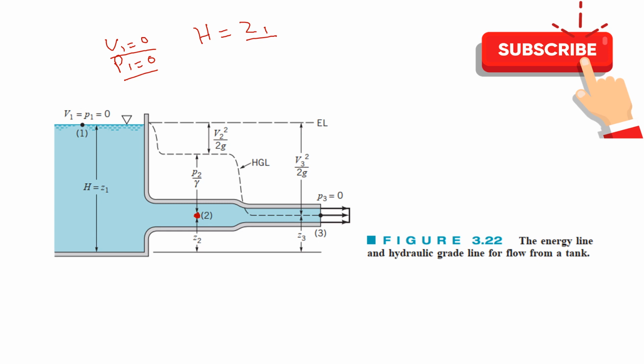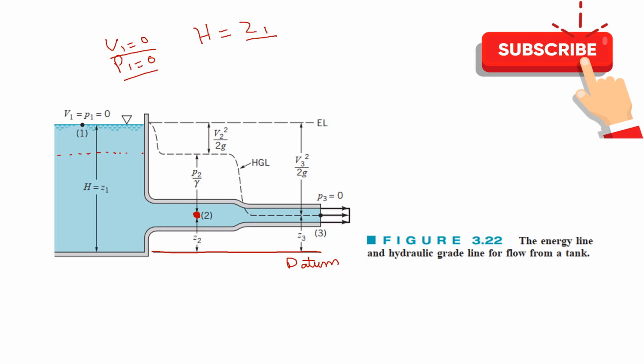This is our datum, I forgot to mention it earlier. This is our datum from which we measure our elevation head. So this is the datum. At point 2, now our fluid is flowing and it has come down to the height of this.